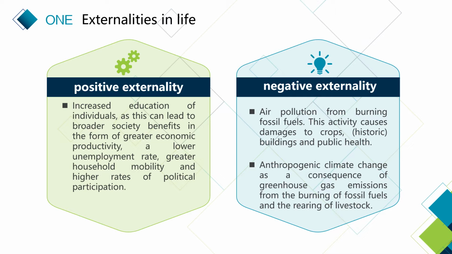Examples for negative production externalities include air pollution from burning fossil fuels. This activity causes damage to crops, buildings, and public health. Anthropogenic climate change as a consequence of greenhouse gas emissions from the burning of fossil fuels and the rearing of livestock. Many negative externalities are related to the environmental consequences of production and use.